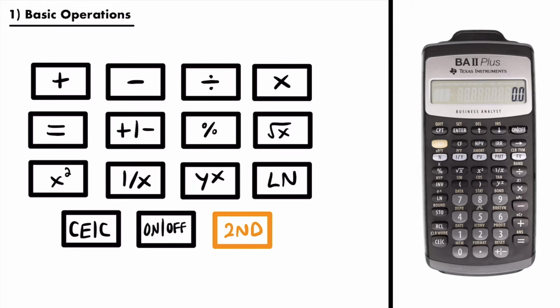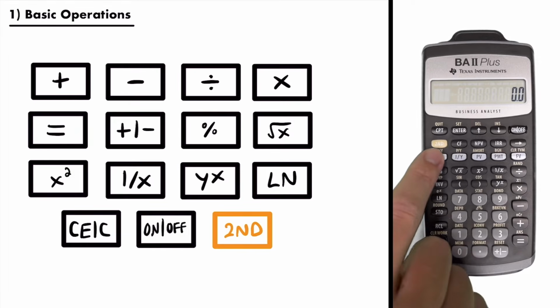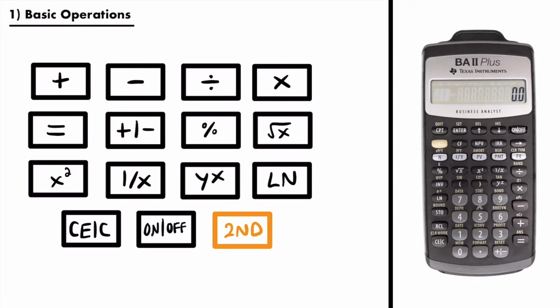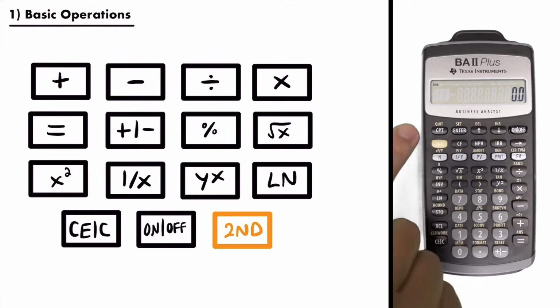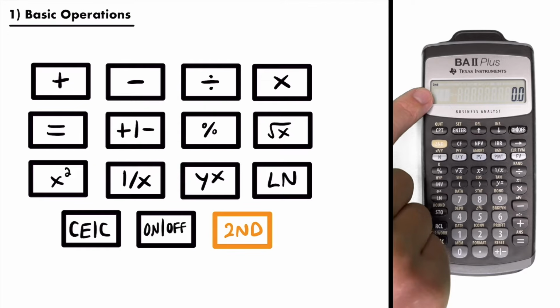The last button that I do want to cover, though, before we move on to our next topic, is the second button, because that is a very, very important button that allows you to access all different kinds of functions for the calculator. And so the second button is located right up here. It's the orange button for my calculator. Your calculator might have a different color, but mine is orange. And what that button does when you press it is it will put up second in the top of your calculator there.